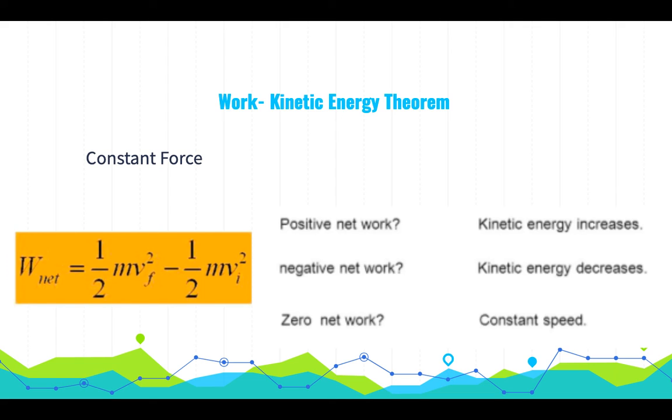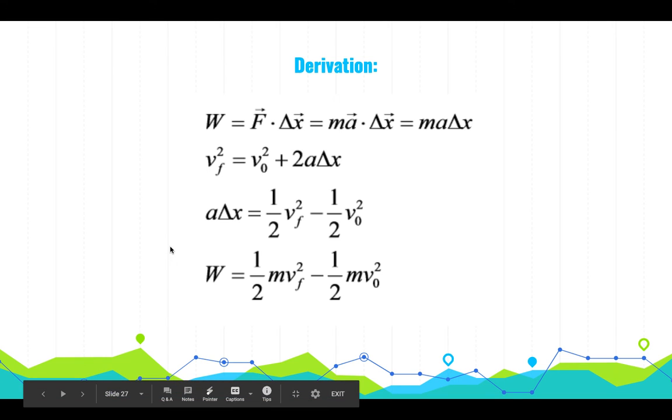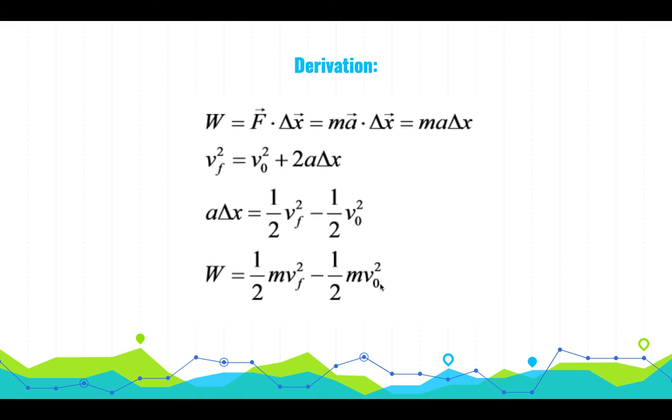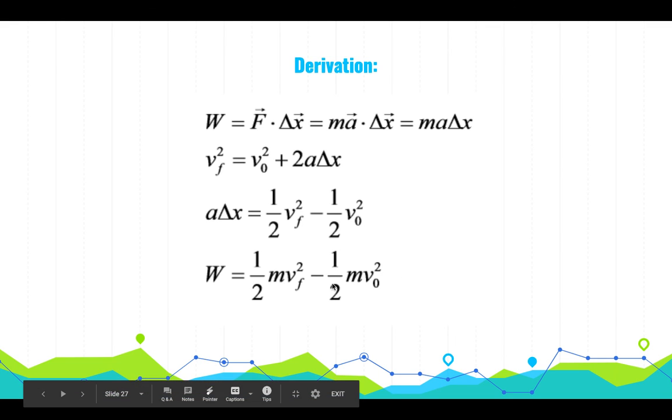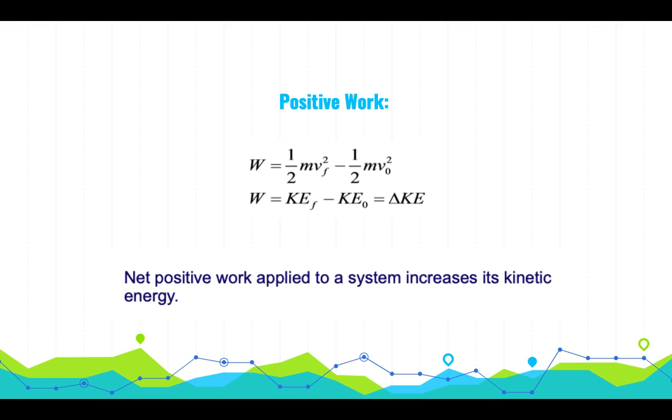Let's take a look at how this applies to positive and negative work. We derive this equation by using the third Big Four equation in combination with the definition of work. We determine here that work is 1/2 mass times the final velocity squared minus 1/2 mass times initial velocity squared. So work is equal to the change in kinetic energy. For positive work, that is exactly true. Net positive work applied to a system increases its kinetic energy.